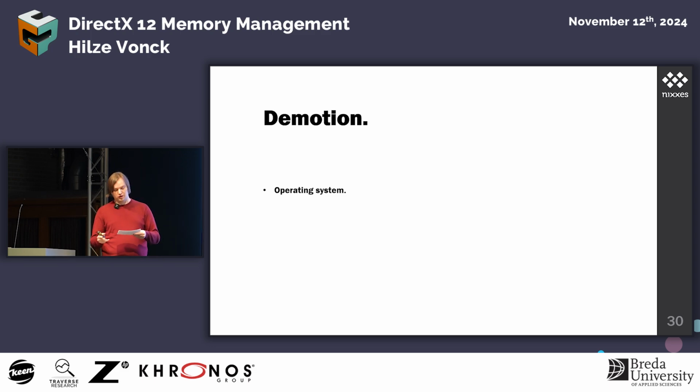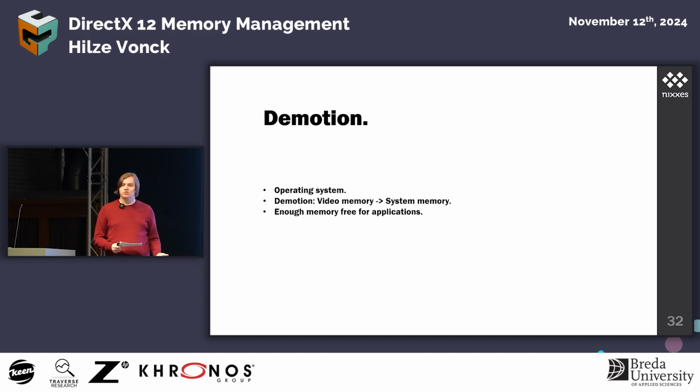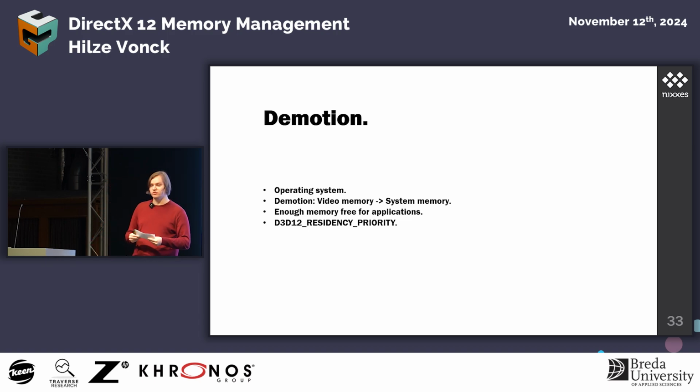Demotion is done by the operating system. It does this whenever you start to run out of video memory. It will then automatically move resources in the background from video memory to system memory. It does this to ensure that there's enough memory free for both your application as well as other applications on the system. There are not many heuristics that we can use to control the demotion system from the operating system. And it also doesn't have a lot of time available, which makes it difficult for it to make smart decisions.